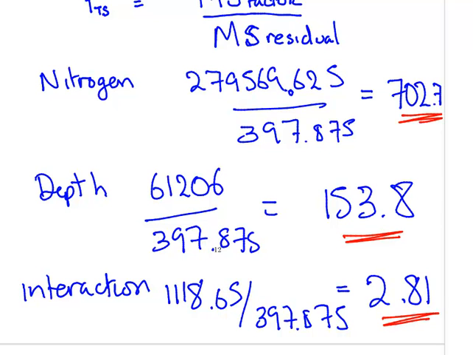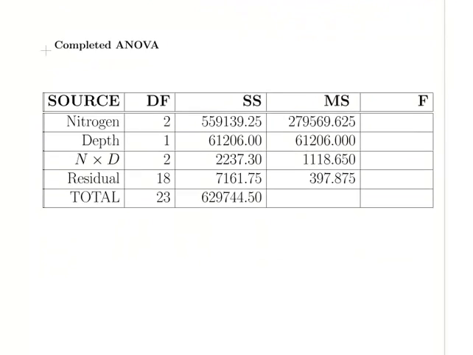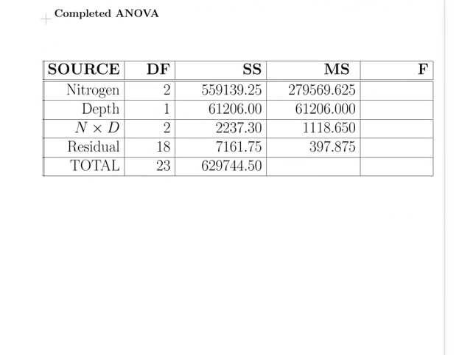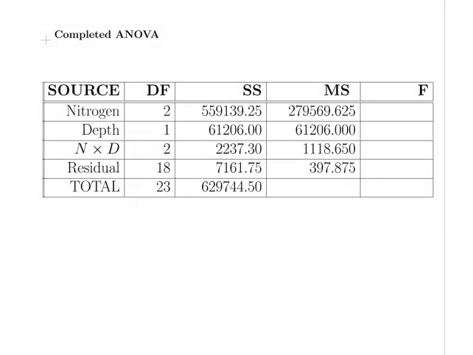So let's put them into our table to complete it. This is our full table here, including the test statistic. So what did we have? 702.6. Oh no, I put it down as 702.7 earlier on.